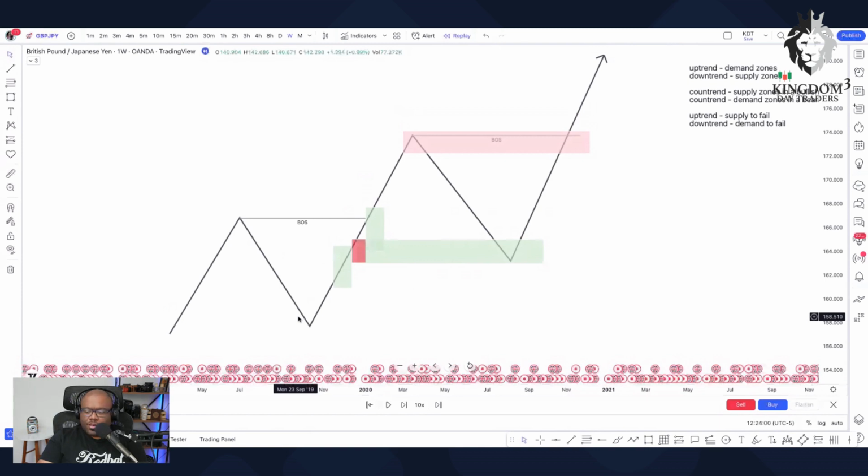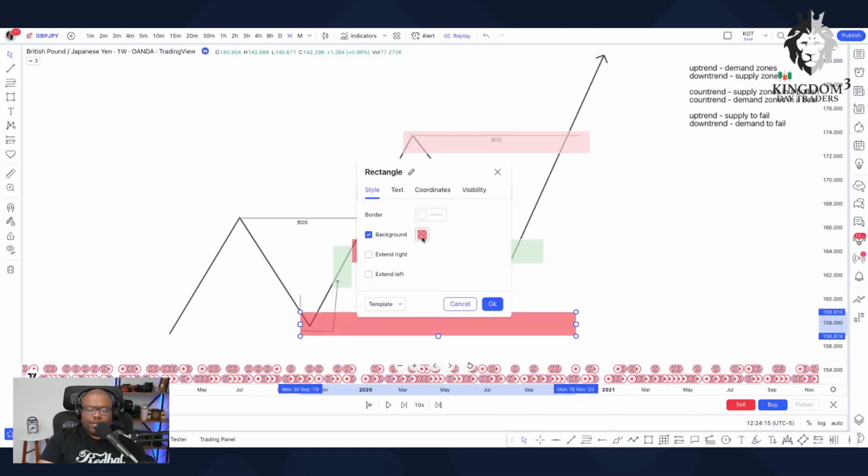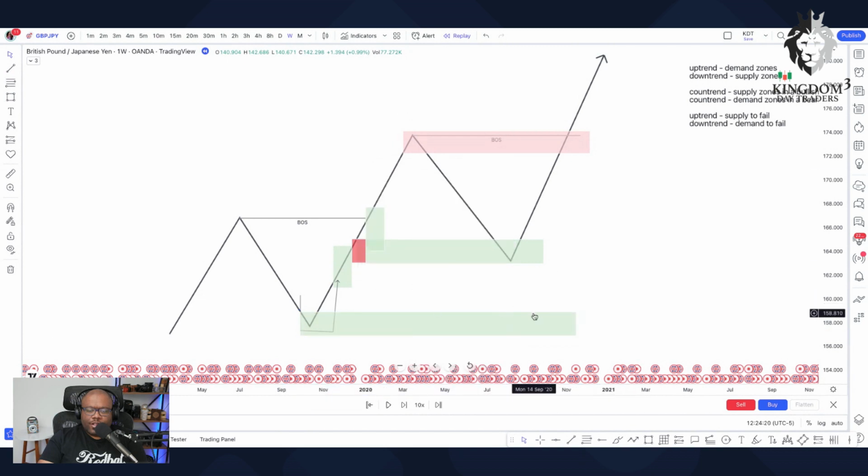Occasionally over here, at the bottom, at the extreme, you might get a drop base rally, and that too will become a valid entry point over here. And of course, the inverse is true for a downtrend, which is a drop base drop or a rally base drop.